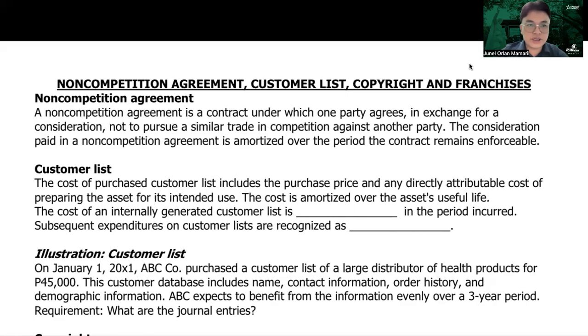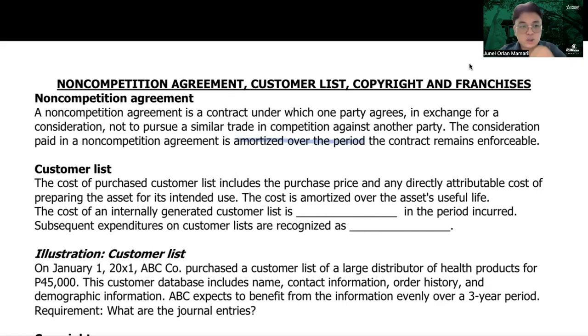So, our next topic is non-competition agreement, customer list, copyright, and franchises. Kapag sinabi nating non-competition agreement, it is a contract under which one party agrees, in exchange for a consideration, not to pursue a similar trade in competition against another party. The consideration paid in a non-competition agreement is amortized over the period the contract remains enforceable.